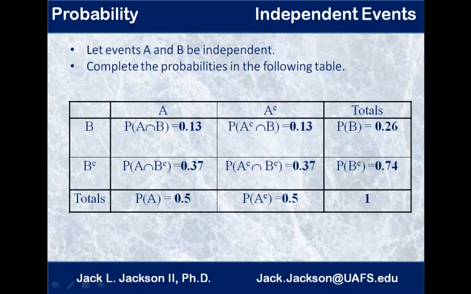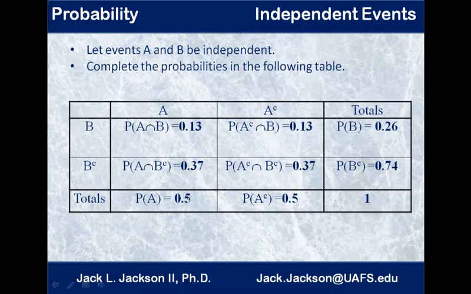Now, we know that these two add up to be 0.5, so 0.5 minus 0.13 is 0.37, and these two add up to be the 0.74, so 0.74 minus 0.37 is 0.37, and these two probabilities add up to 1, so if the probability of A is a half, so is the probability of A complement. And now we have the whole table worked out, and let's just double check everything.